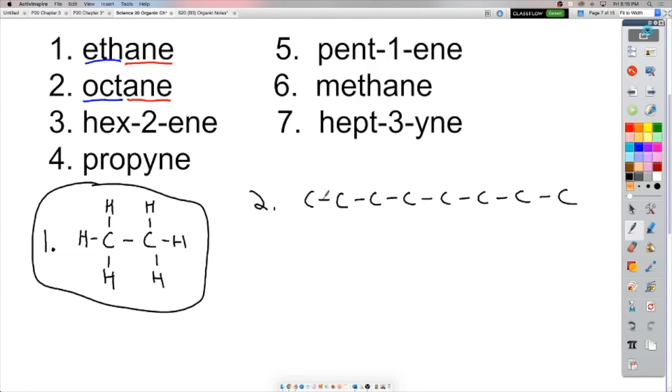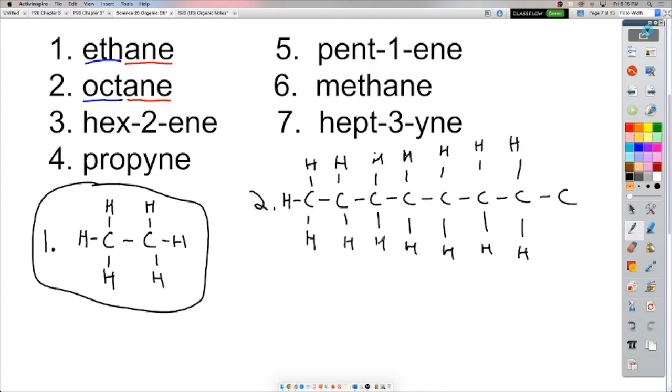So this guy's made 1 bond. It needs to make 3 more with hydrogen. This guy's made 2. Needs to make 2 more with hydrogen. Okay. Same goes for all of these guys. And finally, this guy's only made 1. So to make 4, he needs to make 2, 3, 4. There we go. Octane.